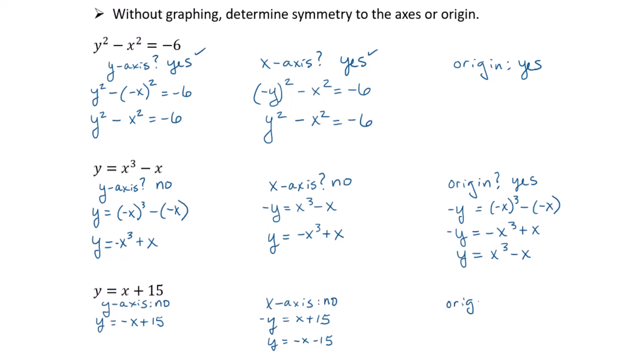Let's try for origin, because we know we could still possibly have symmetry to the origin. So I replace y with negative y. I replace x with negative x.